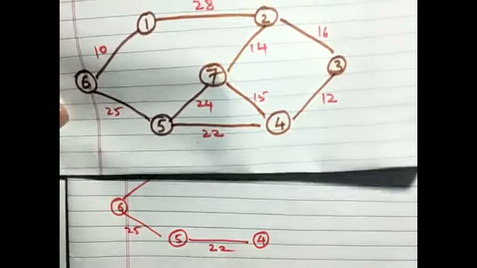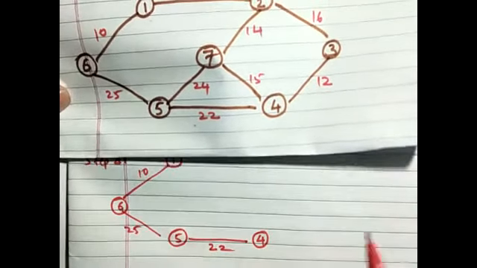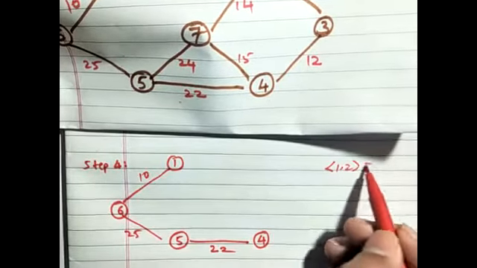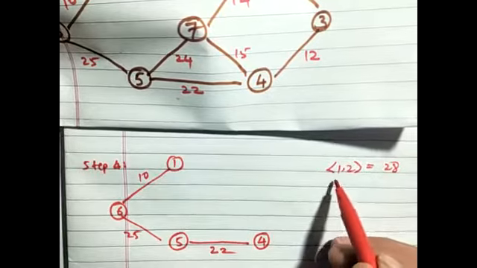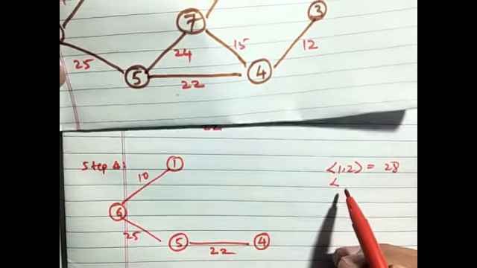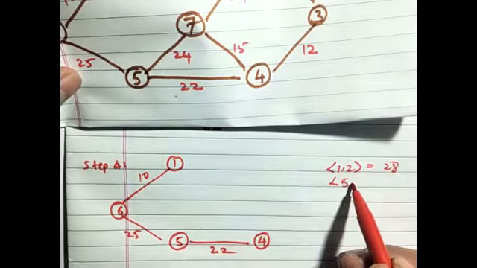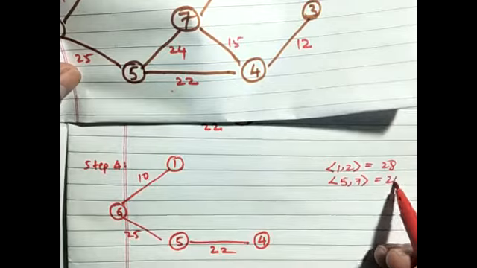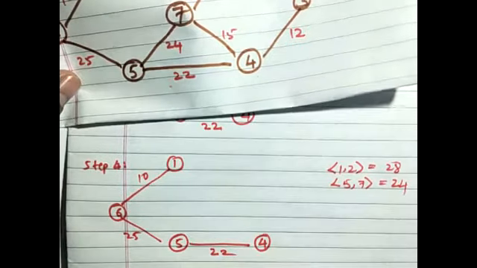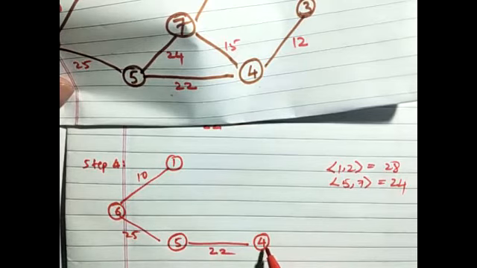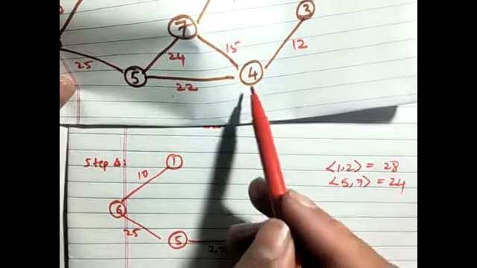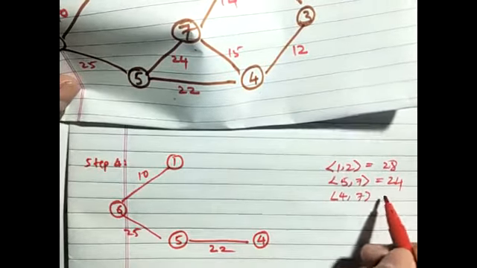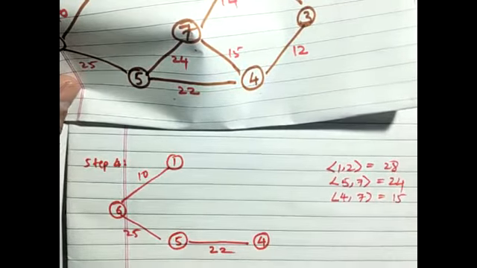Now, from this particular graph, from 1 to 2, I have a possibility with 28. Next possibility is from 5 to 7, and the edge cost is 24. See, from 5 to 7 also I can go. Then where else I can go? From 4, I can reach to 7. That is 4, 7, and the cost is 15.